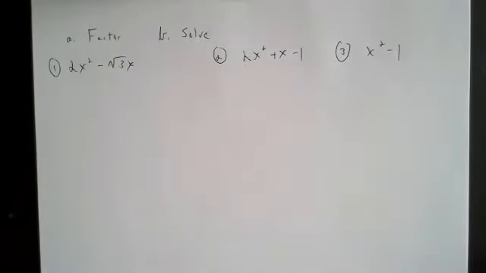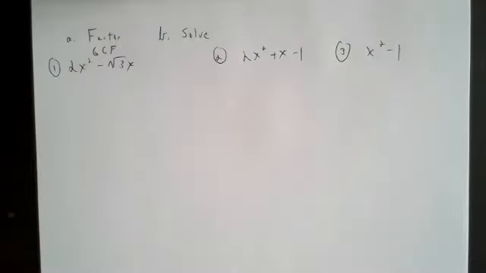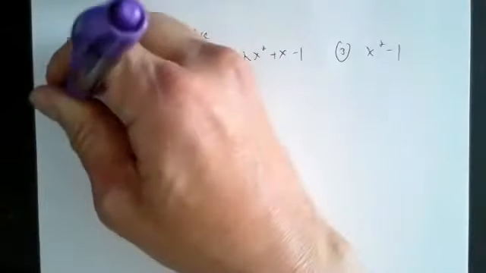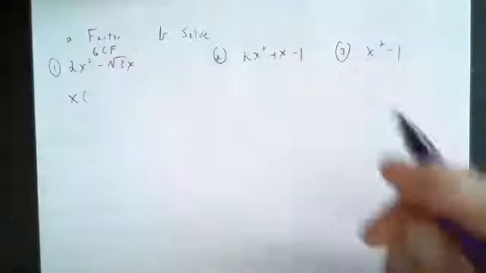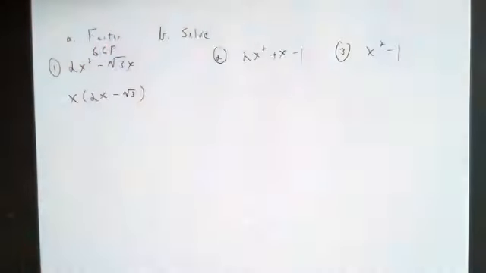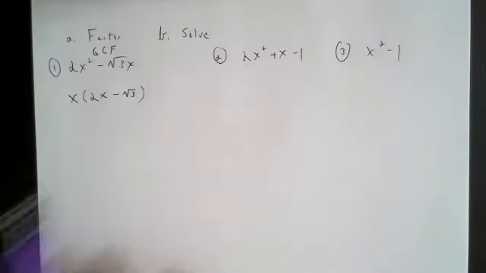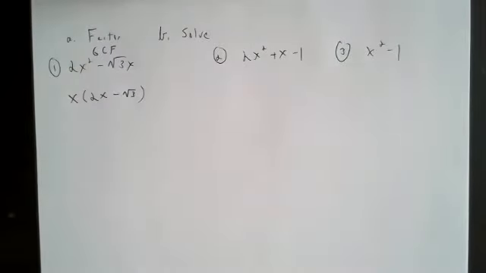Even though there are some messy numbers in there, how would we factor number 1? Well, it turns out it would be the GCF method of factoring, because all you can really do is factor out an x. If you do, you would get 2x minus root 3, because that's negative root 3 times x. It's not all under the 1. And that would be it for factoring the first one.